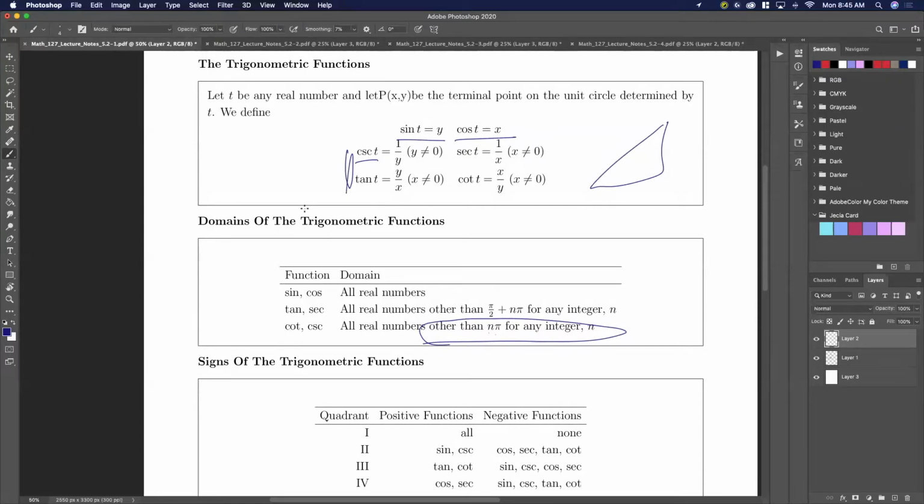Does anyone know? Anyone have a guess? 0, yeah. So 0 can't be in the denominator. That's correct. So here, notice when t is pi, I'm right here. When t is pi, my y value is 0. So this can't be 0, and this can't be 0. Okay. So yes, that's exactly why we had to throw these away for domains.